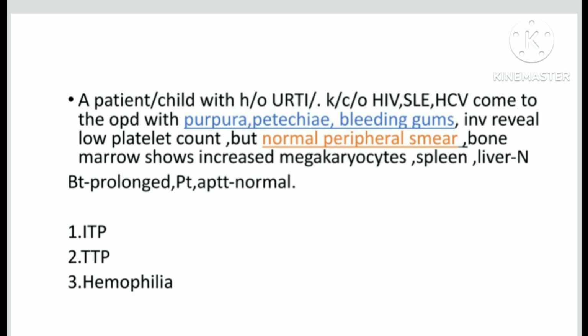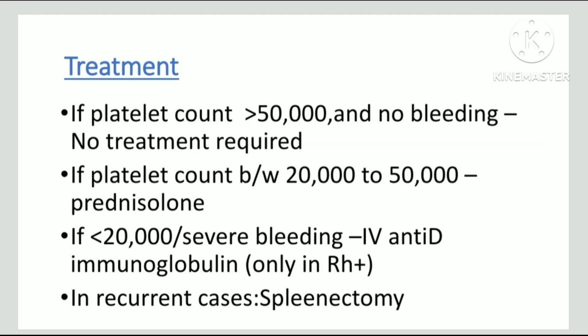So how to differentiate between ITP and TTP now? Straight away go to the RBCs, what they have given. So here they have mentioned normal peripheral smear. So whenever the RBCs are normal, it is an ITP, whereas in case of TTP, the RBCs will also be decreased along with the platelets. So now you can come to the conclusion that it is an ITP. So this is how you have to rule out the options.